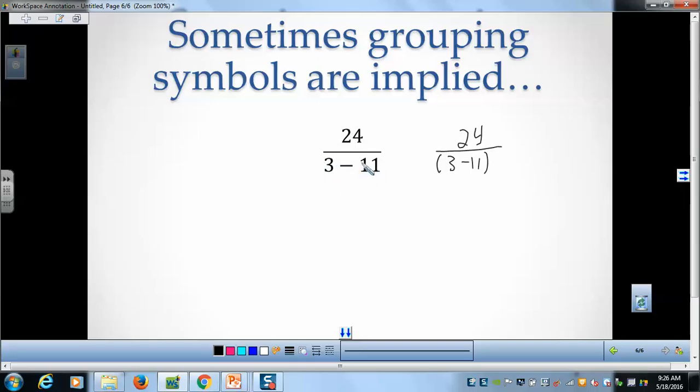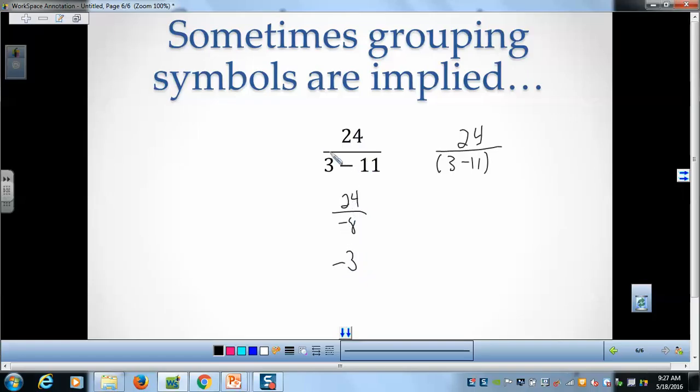But it's kind of implied that we have to do the subtraction here before we can do the division, which seems to go against our order of operations when we talk about the progression. And the reason is because, once again, those grouping symbols are implied here. So I want to do 24 divided by something, so I've got to do that operation in the denominator. So 3 minus 11 is negative 8. Now I have a regular division problem. A positive divided by a negative is a negative number. 24 divided by 8 is 3.